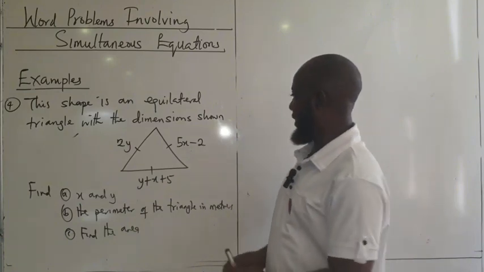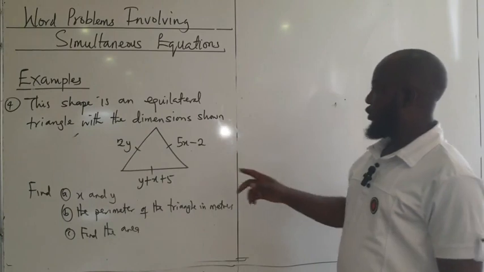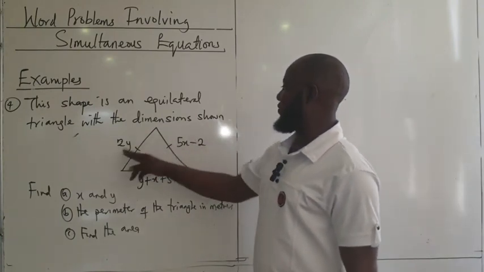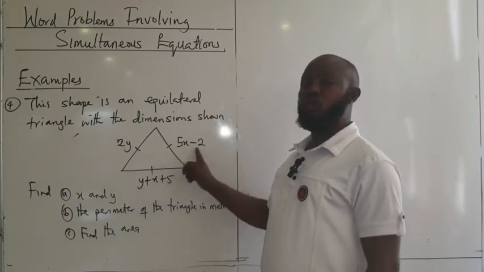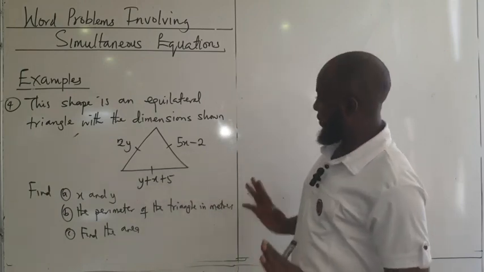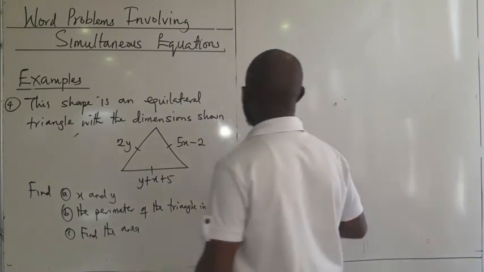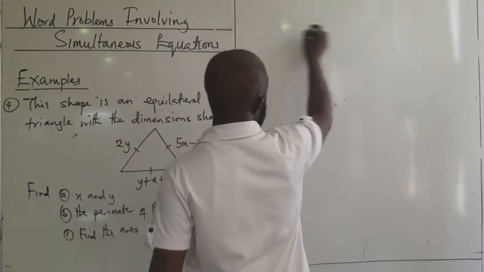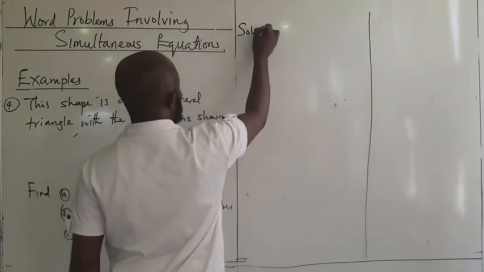So let's do it this way. We are looking for the value of x and y. If this is equal to this, you still have 2 variables unknown. If this is equal to this, we only have 1 variable unknown. So we can do whatever you like to get the value of x and y. So let's have it this way. So to solve this now, solution.